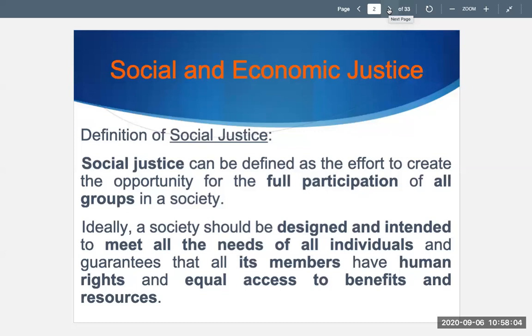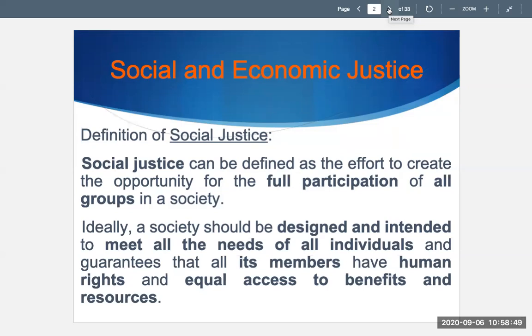So again, if you look at the beginning of this definition, it's talking about an effort. It's not saying that everything is in place and we have social justice, but that we as a society are continuing to make the effort to create a more just society. And we do that by creating opportunities for people to fully participate in all aspects of our society. So in terms of access to school, access to resources, access to housing, access to jobs, all of those are the things that we're talking about in terms of full participation.